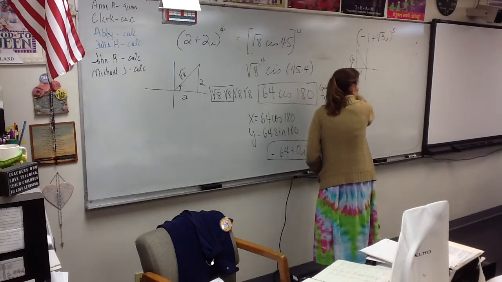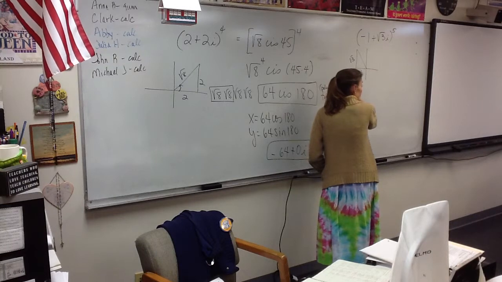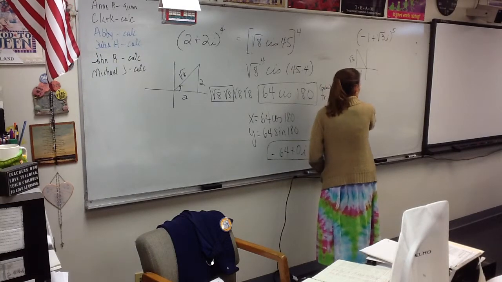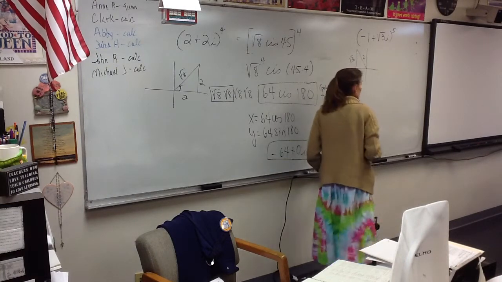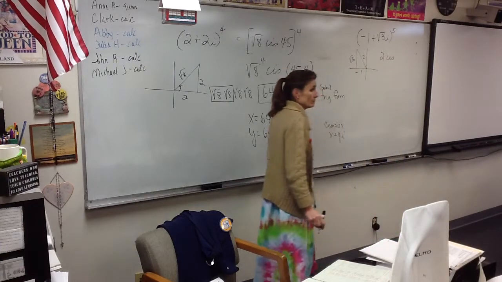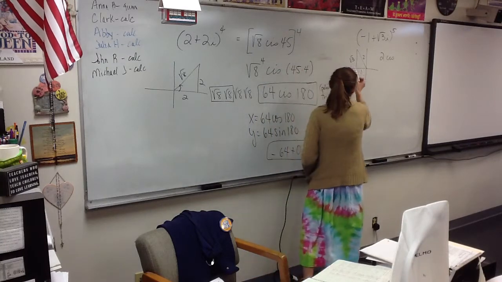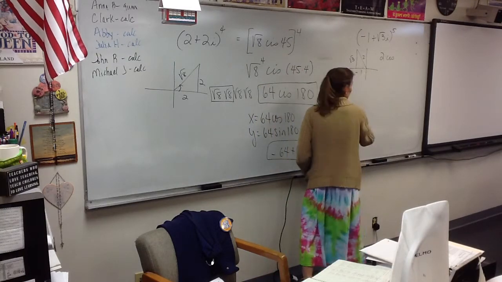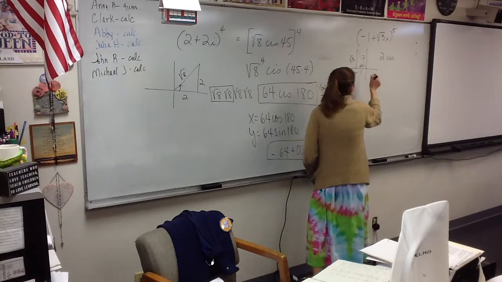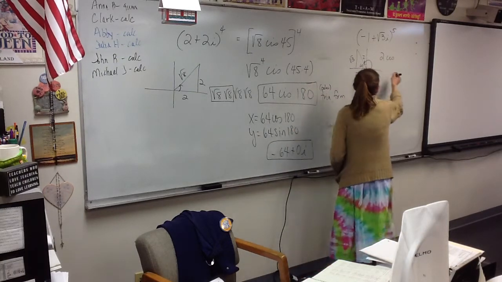What do you get when you square this? 3 plus 1 is 4. Square root is 2. So your radius is 2. Now, without a calculator, looking at those numbers, can you tell that angle? That's 60. But the angle's not 60. The angle is 120.